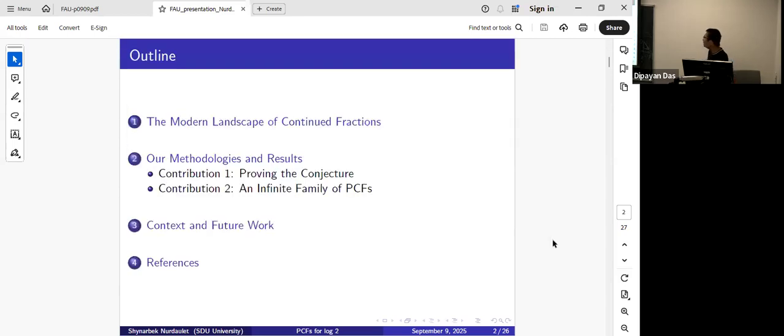So today's outline: firstly, we'll discuss the modern landscape of polynomial continuous fractions, or overall continuous fractions, how it's evolving and what we are doing now. Then I will present some of our contributions. The first contribution is the proof of some conjecture, and the second one is generalizing that conjecture. And third, we'll talk about the context and future works. At the end, we'll have some references. If you're ready, we can start.